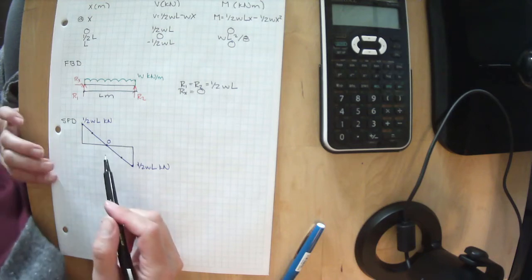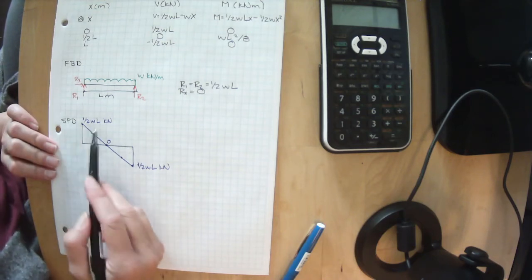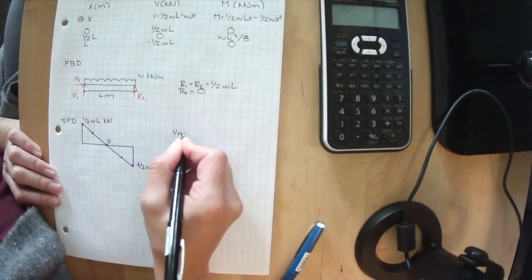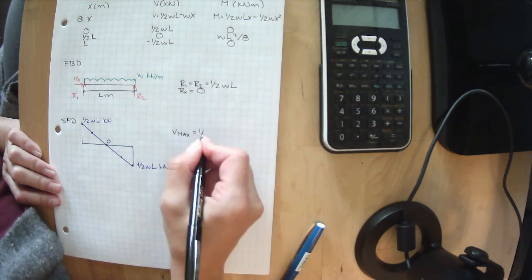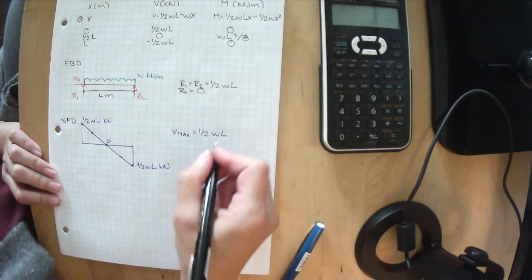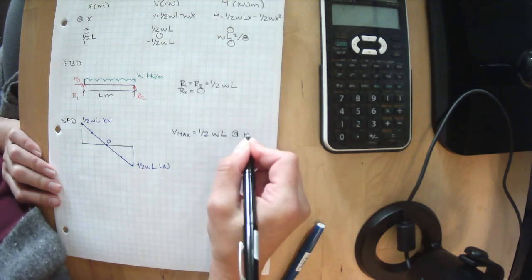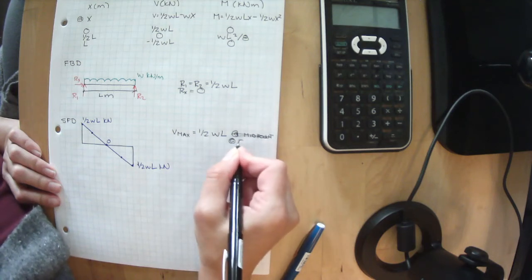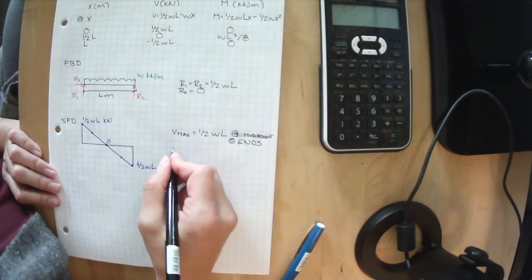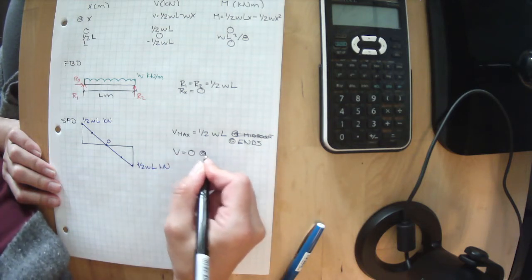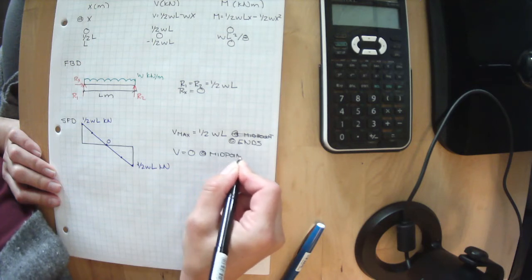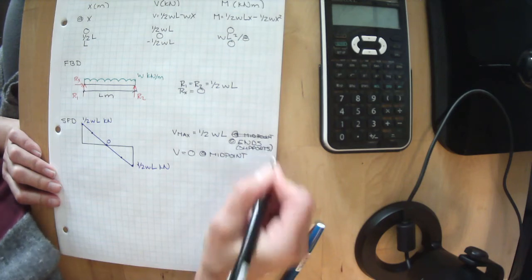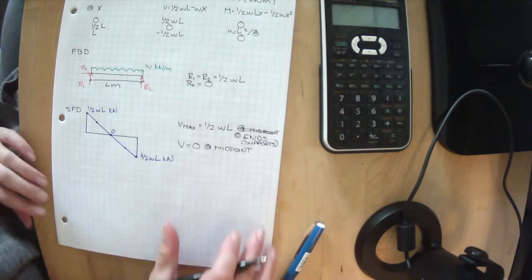So if W was WF, we would know that we can figure out what the maximum shear force is on this. So V max equals 1/2 WL. And that occurs at the midpoint. Oh, sorry. At the ends. V equals 0 at the midpoint. So you could even say at the supports. So we have some interesting information here.